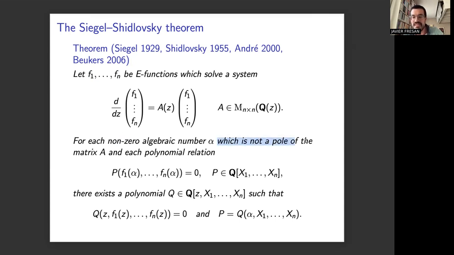And more interesting is that you need to exclude the situation where alpha is a pole. The system has a matrix of rational functions, and you don't want these rational functions to have a pole at alpha. If this is the case, the theorem says that every algebraic relation between f1 of alpha up to fn of alpha, so a polynomial with algebraic coefficients that vanishes at these complex numbers, actually comes from an algebraic relation between the functions. So you can lift it to a polynomial Q, now in one more variable, that vanishes identically on the functions, and when you specialize z to alpha, you find the polynomial you started with.